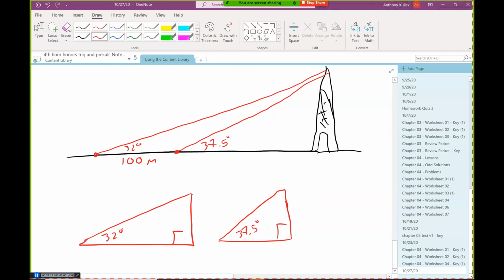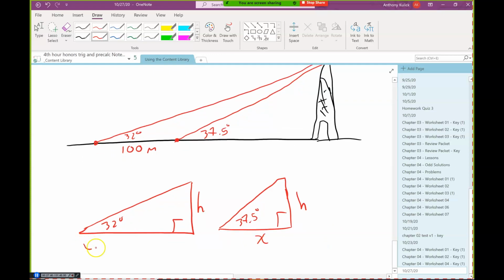In each of these two triangles, this side is H. That's going to be the same, right? Because they're both looking up to the same top of the same Eiffel Tower. Everybody agree with that? So let's call this side X, since we don't know what that is. What should we call this side? 100 plus X. Everybody agree with that? Okay.